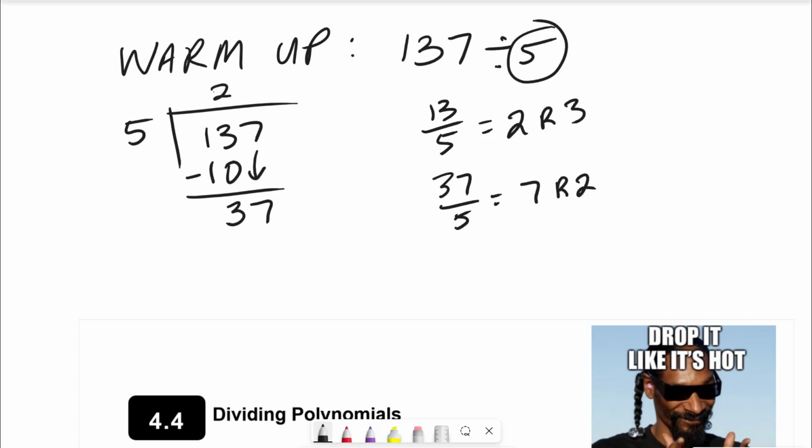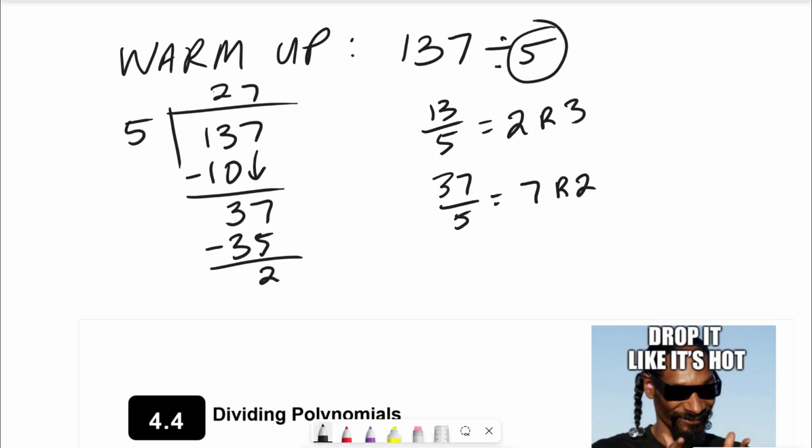So let's put the 7 up top. We multiply these two numbers, 5 times 7, and that gives us 35. We then subtract the two values we have here: 37 minus 35 gives us 2. We can ask ourselves one more time, how many times will 5 go into 2? It won't, and there's nothing left to drop down, so that means we're done.